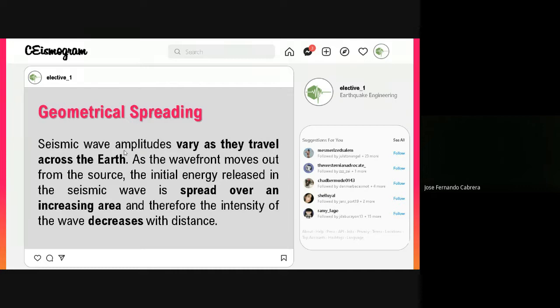Yung una po natin ay yung geometrical spreading. In geometrical spreading, seismic wave amplitude varies as they travel across the earth. As the wave fronts move out from the source, the initial energy released in the seismic wave is spread over an increasing area, and therefore the intensity of the wave decreases with the distance. Sa madaling sabi, the waves are largest when they are formed and gradually get smaller as they move away. Gaya naman po ng sinabi ko din kanina sa unang part ng aking report. Next po please.